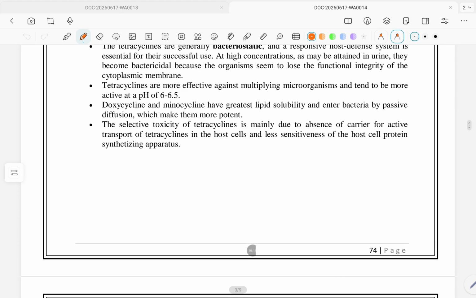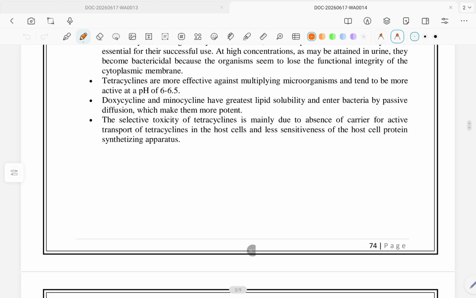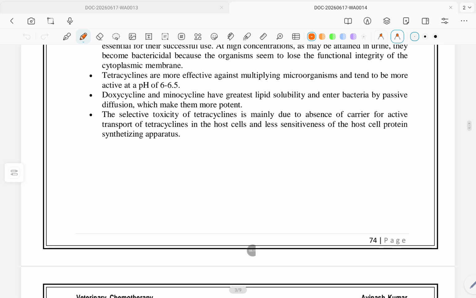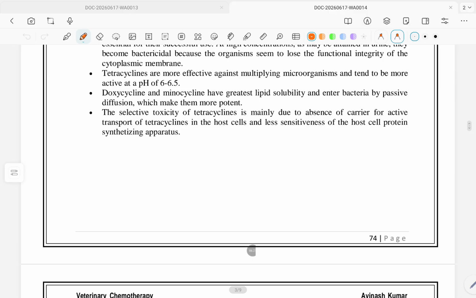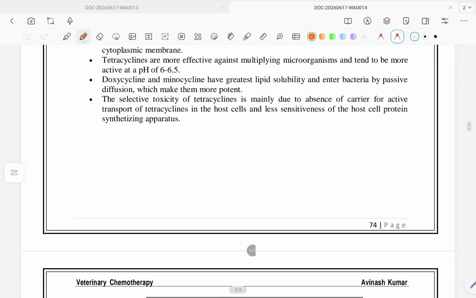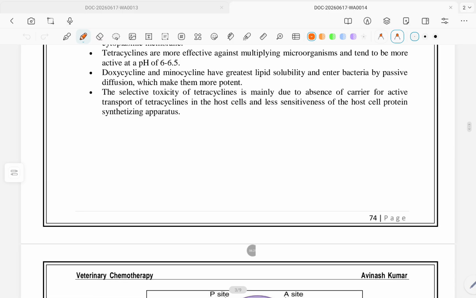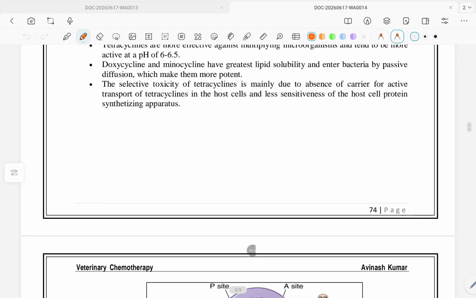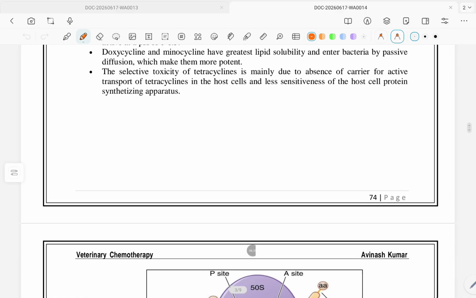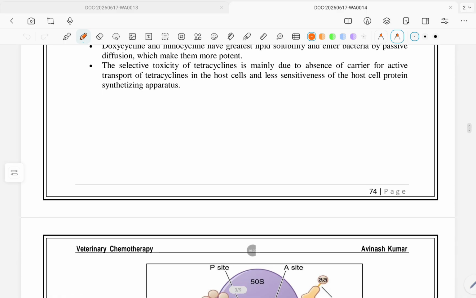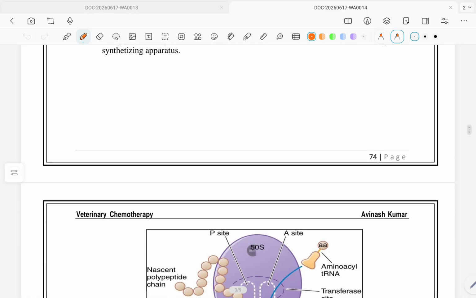Doxycycline and minocycline have the greatest lipid solubility and enter bacteria by passive diffusion, which makes them more potent. The selective toxicity of tetracycline is mainly due to the absence of a carrier for active transport of tetracycline in the host cell and less sensitivity of the host cell protein synthesizing apparatus.